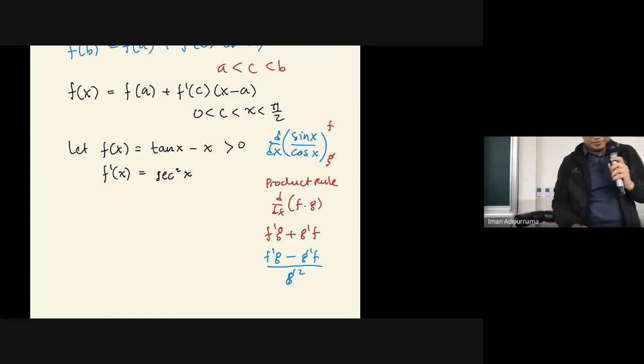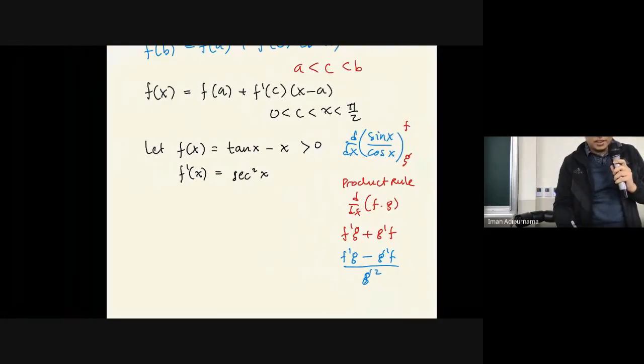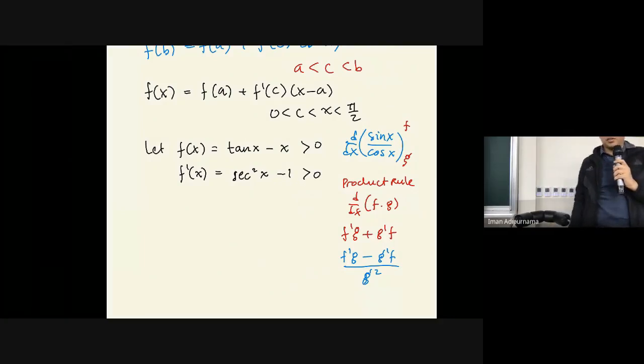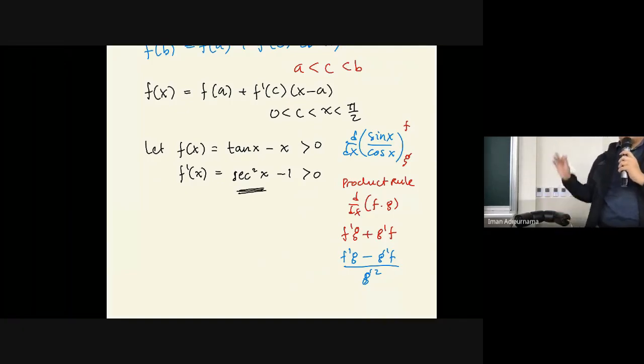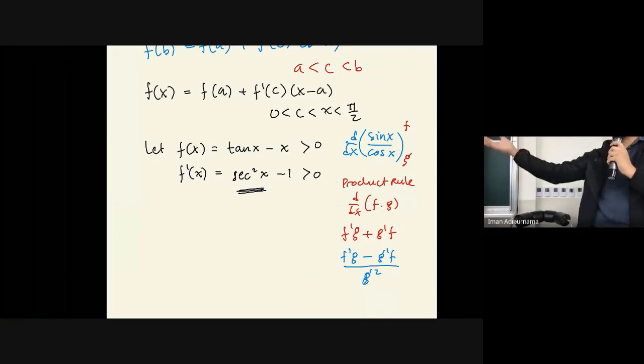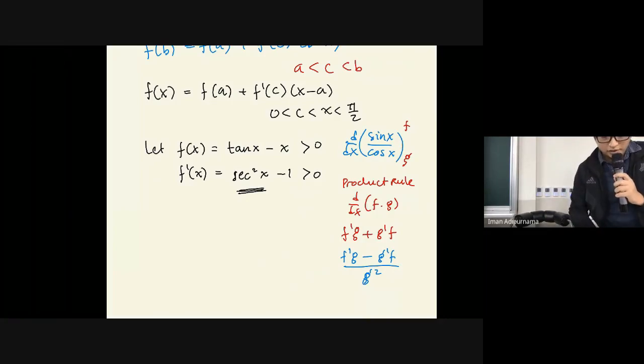Okay, so back to this example. Secant squared x minus 1 is greater than 0. So what will you do from this expression? You have now secant squared. You need to use some knowledge from trigonometry. You need to have a good basic trigonometry to solve this. In trigonometry, your secant x is actually 1 over cos.